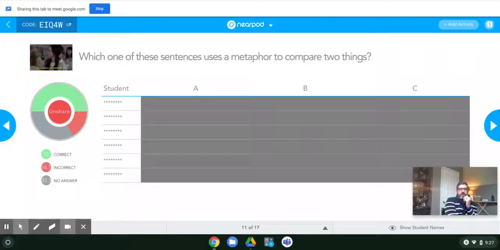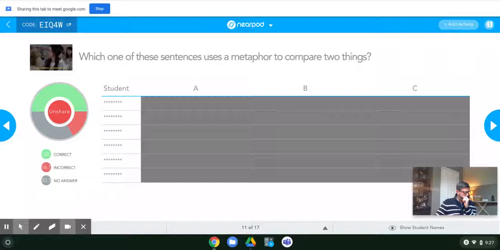Okay. Does everybody see the correct answer down there? Anybody want to read that for me? Will someone read that for me? All right, what are we reading?